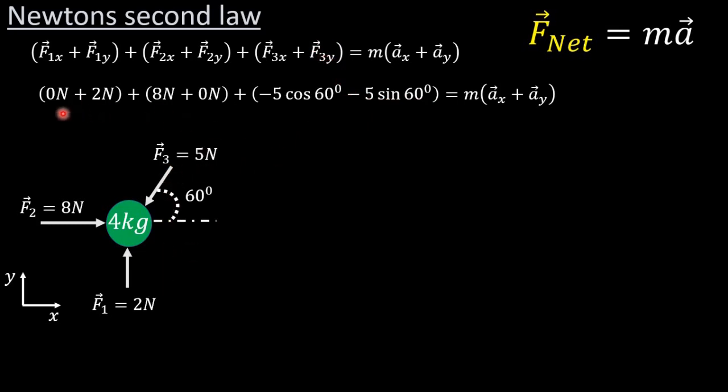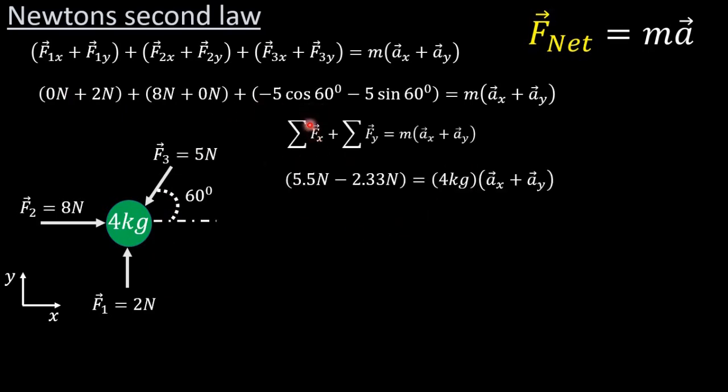So then we take our sum of the forces in the x direction and the sum of the forces in the y direction, shown by this. So the sum of the forces in the x direction would give us 5.5 newtons, and the sum of the forces in the y direction will be 2 plus 0 plus minus 5 times sine 60, which would give us minus 2.33 newtons. And we substitute the mass there with 4 kilograms because we were given that, and we don't know anything for the acceleration just yet.